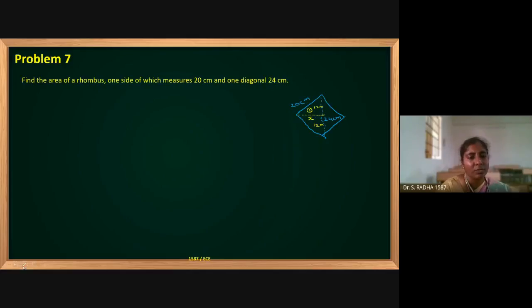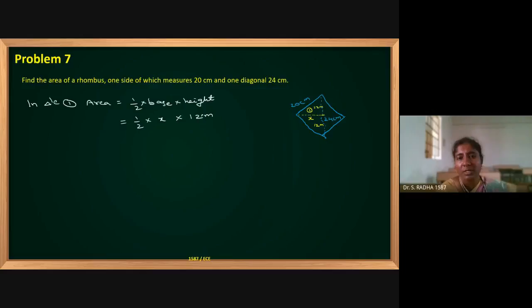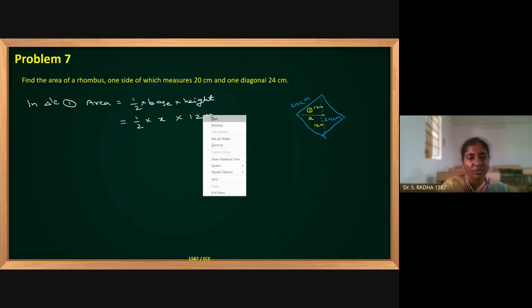So now, in triangle 1, area is nothing but half into base into height. So base is x and height is 12, in centimeters, because everywhere centimeters are given, I have to take centimeters. If you go wrong with the units, you may not find the answer in the options.